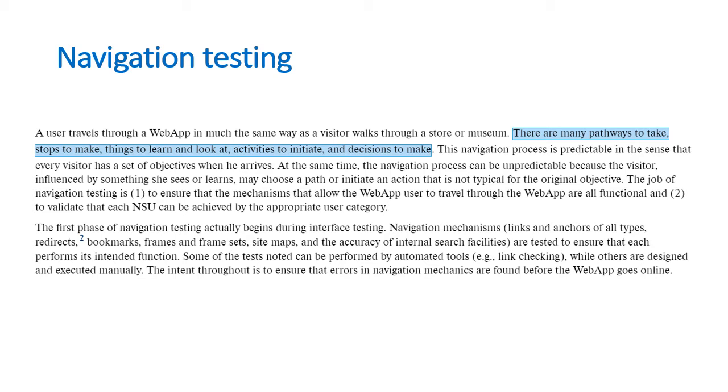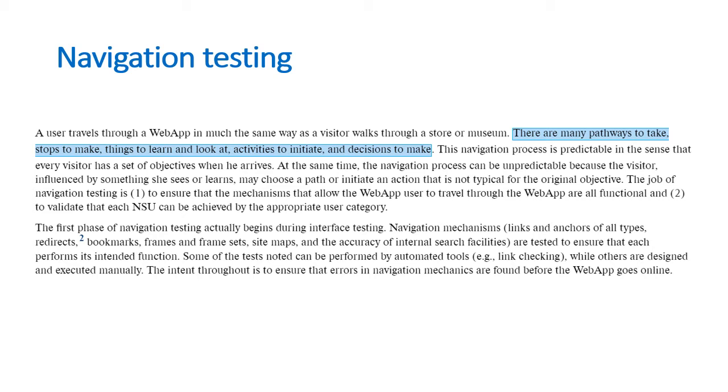Okay. So the job of navigation testing is, one, to ensure that the mechanisms that allow the web app user to travel through the web app are all functional. And second, to validate that each NSU can be achieved by the appropriate user category. The first phase of the testing actually begins during interface testing. And then the navigation mechanisms, like the links and anchors, how we direct things, bookmarks, sitemap, and so on, are tested to ensure that each performs its intended function.